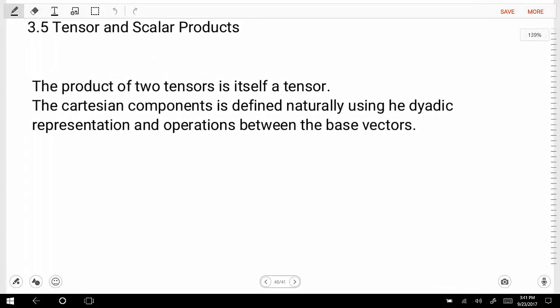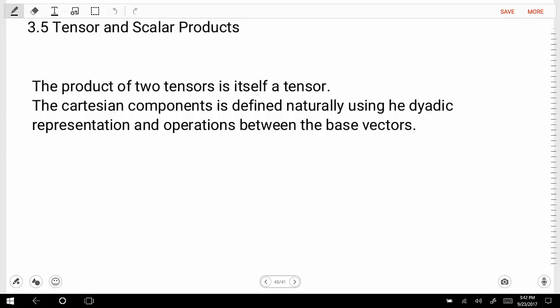So now let's go ahead and look at the tensor and scalar product. So the product of two tensors is itself a tensor. And the Cartesian components are defined naturally by using the dyadic representation in operations between the base vectors. So by introducing our base vectors, we can very easily determine this operation, the product of two tensors.